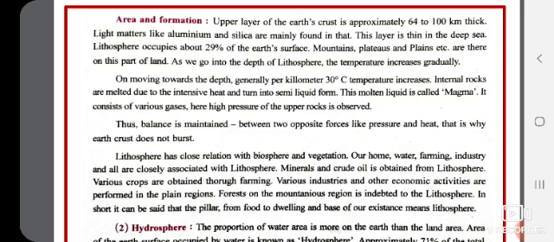Mountains, plateaus and plains etc. are there on this part of land. As we go into the depth of the lithosphere, the temperature increases gradually.